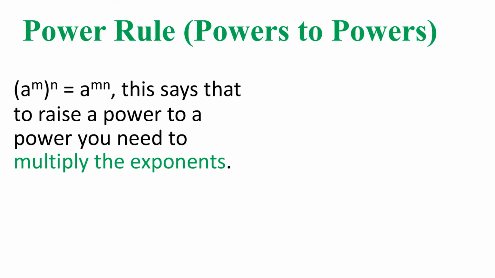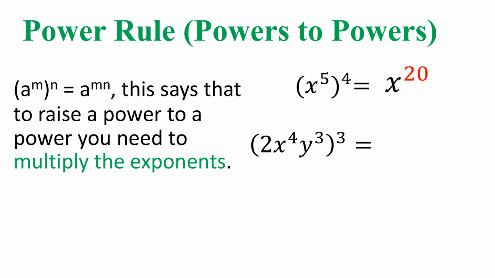Next, we have the power rule, or power to a power. A to the power of m, everything raised to the power of n, equals a to the power of m times n. So to raise a power to a power, you need to multiply the exponents. We are going to take a look at three examples. x to the power of 5, everything raised to the power of 4. What it says is x to the power of 5 repeated 4 times, so that's going to equal x to the power of 20.